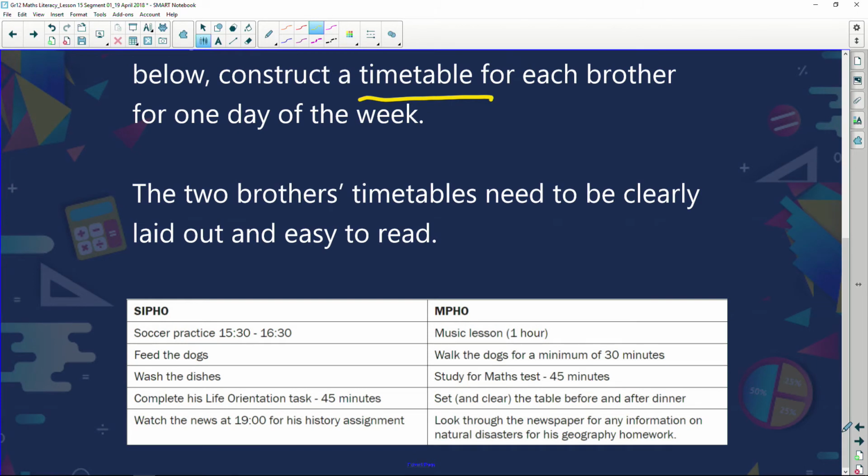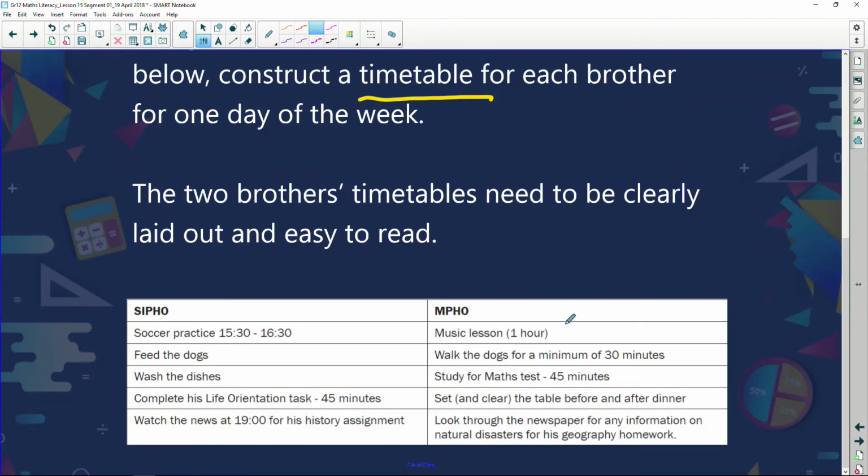Okay, so Sipho is going to make a timetable, and their timetable is going to show what they're doing that day. At the same time, Mpo is also going to do the same thing, but obviously his timetable is going to be a little bit different. Now, folks, when I construct a timetable, I need to understand that sometimes there are certain things that have to happen at a certain time. And then there are other things that I can fit in between those times that I have to meet.